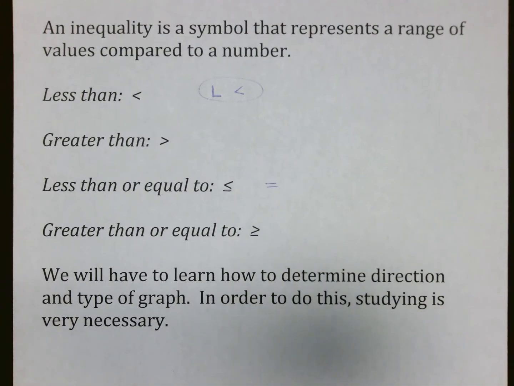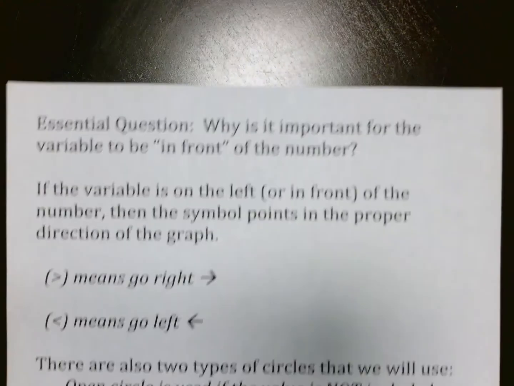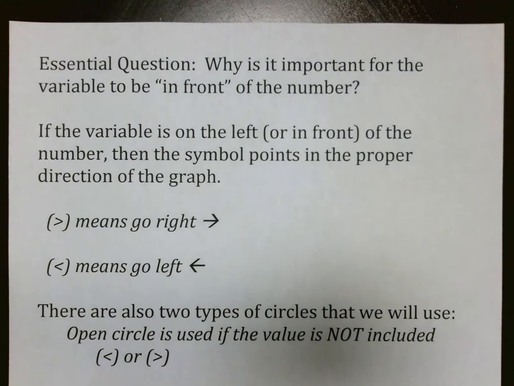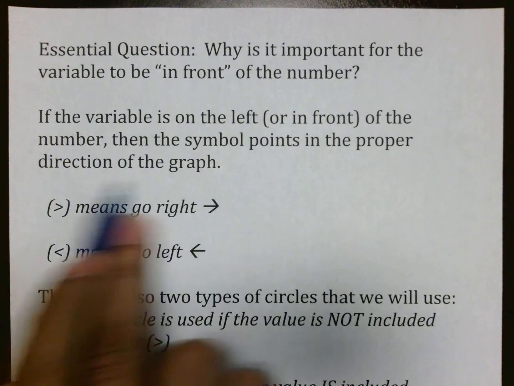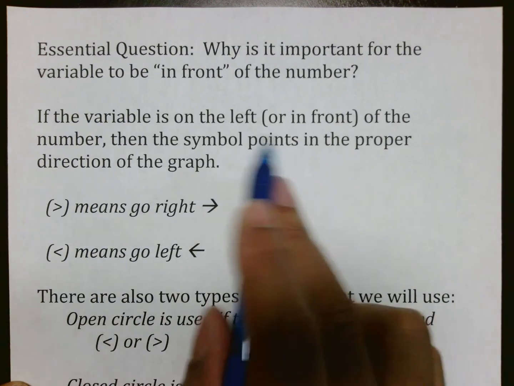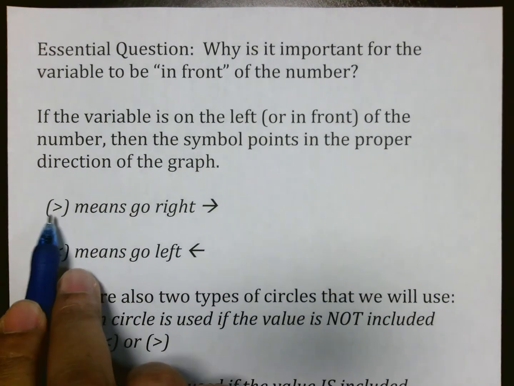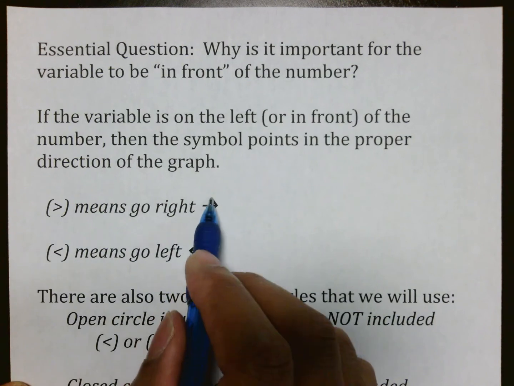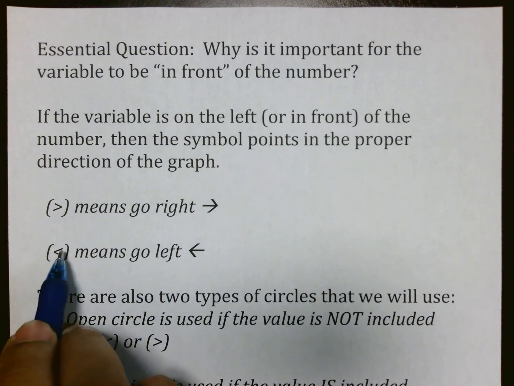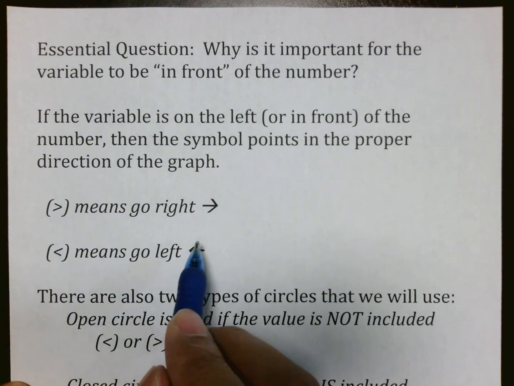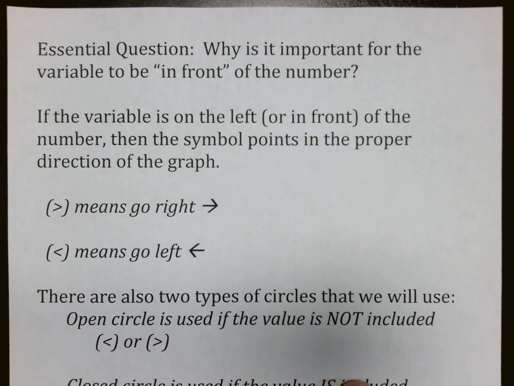In order to do this, you do have to study, you do have to practice, but hopefully you're figuring out what this is about, and you are knocking this out as you go. So why is it important for the variable to be in front? Well, if the variable is on the left, or the front of the number, then the symbol points in the proper direction. This information only works when the variable is in front or on the left. When your variable is on the left, this symbol means go to the right. You can tell if you look at the way this is pointing and the way that's pointing, they're both pointing to the right. This symbol means go to the left. Look at the tip of the arrow. That's how you would tell.